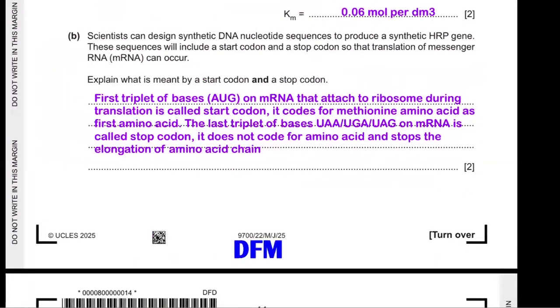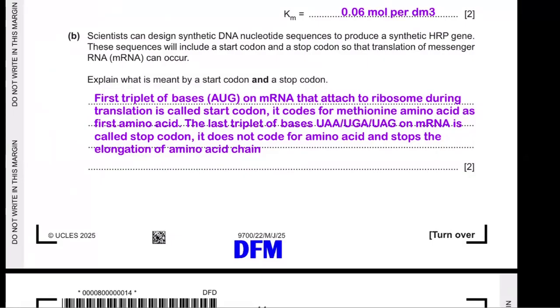Part B, scientists can design synthetic DNA nucleotide sequences to produce a synthetic HRP gene, which means the gene that can produce this enzyme. These sequences will include a start codon and a stop codon, so the translation of messenger RNA can occur. Explain what is meant by start and stop codon. So the start codon is the first triplet of bases, A, U, G, on the mRNA that attaches to the ribosome during translation and is called the start codon. It codes for the amino acid methionine, which is the first amino acid.